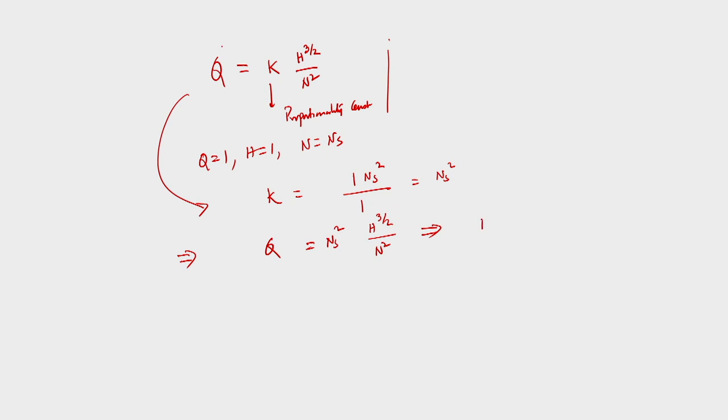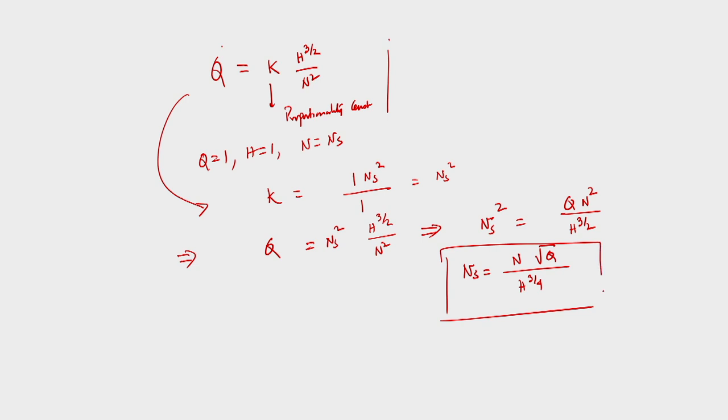That will simply give us specific speed NS square is equal to Q N square divided by H power 3 by 2. That is what we will obtain from the definition. Therefore NS will be equal to N root Q divided by H power 3 by 4. So this is the specific speed of the pump in the dimensional form.